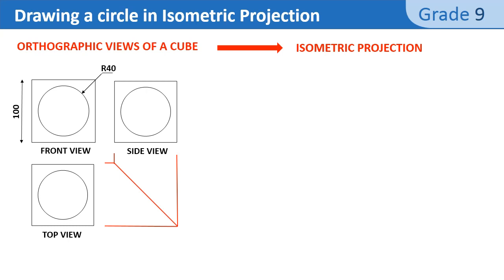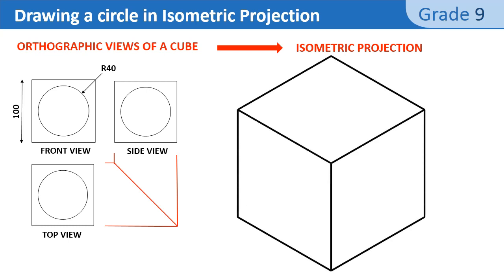Here is the cube, and now we will draw the circle in the direction of the front view. So it will be visible here. In fact, we will draw a square first in which we will place the circle. The square is drawn in such a way that the circle will fit inside it.